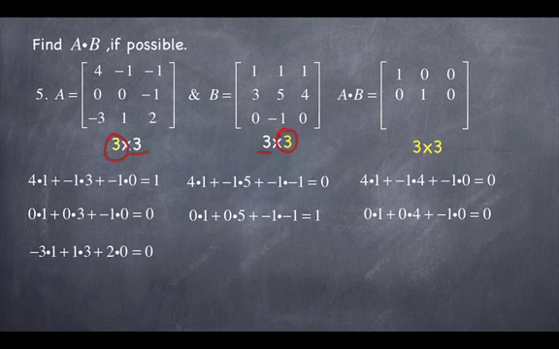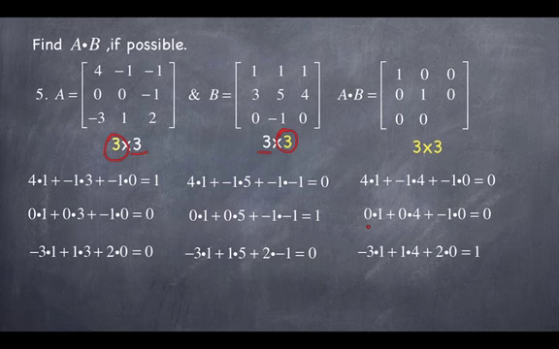This is my last row, first column, 0. Still with the last row, second column, also 0. Bring over the entry. Last row, last column, and I get 1.